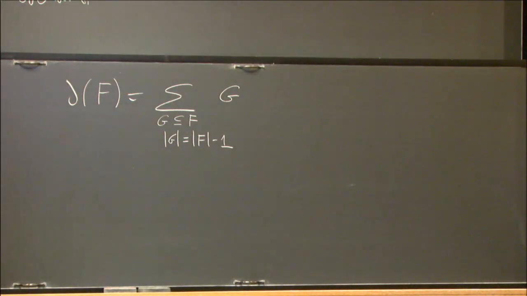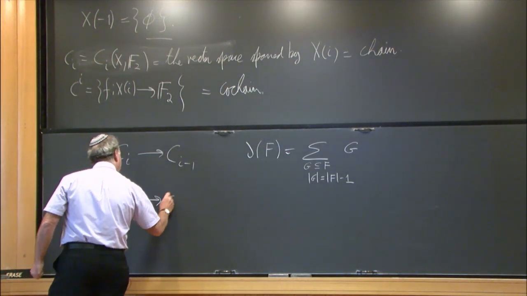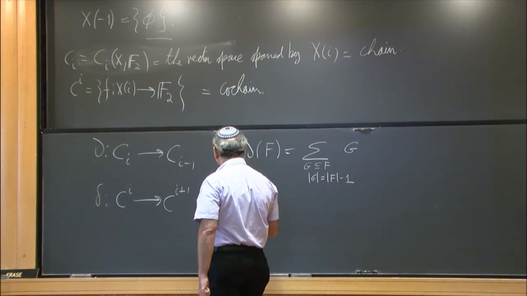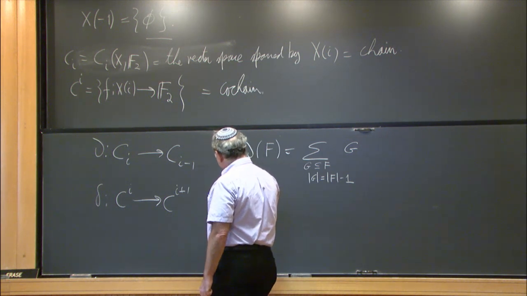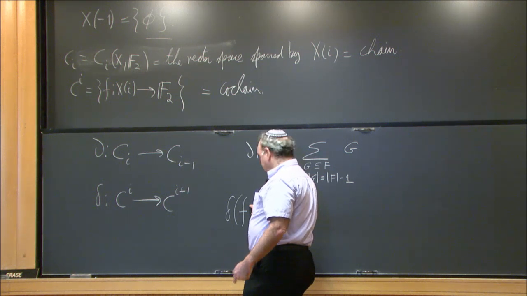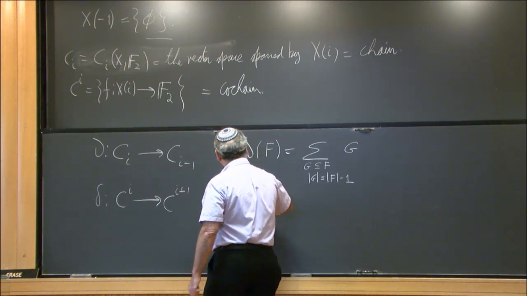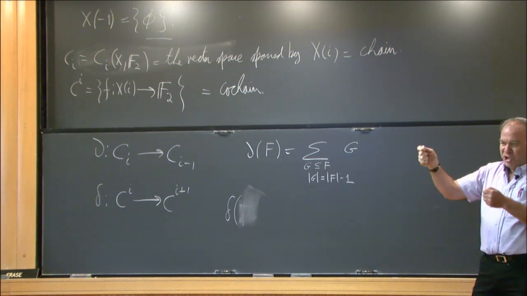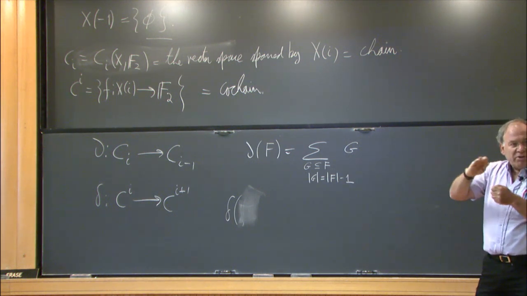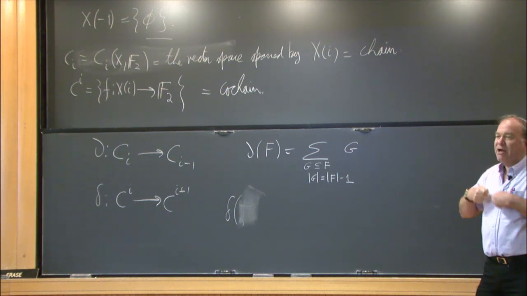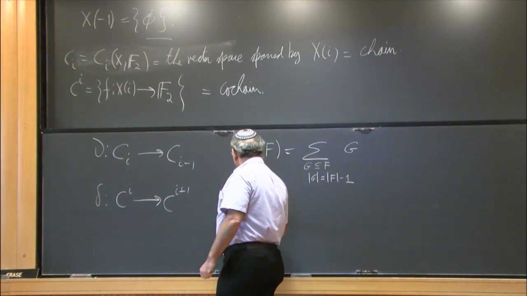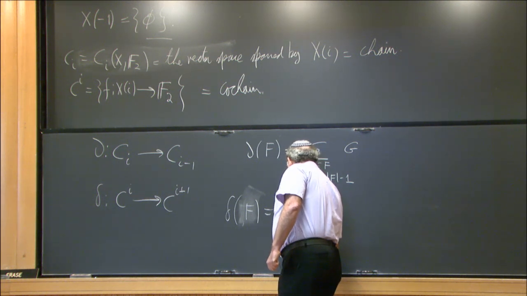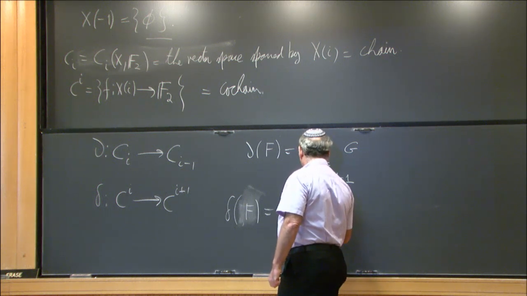Now, what is the coboundary? The coboundary goes from the cochains to the cochains, from Ci to Ci plus 1, so it goes upward. We can define it in two ways. Maybe I'll do it in both ways. If we think of the cochains exactly as chains, namely as the vector space of all the subsets, so it's spanned by the cells, it's enough to define a linear map on the basis. So delta of F will be the sum over all G containing F, such that the size of G is the size of F plus 1, of G.